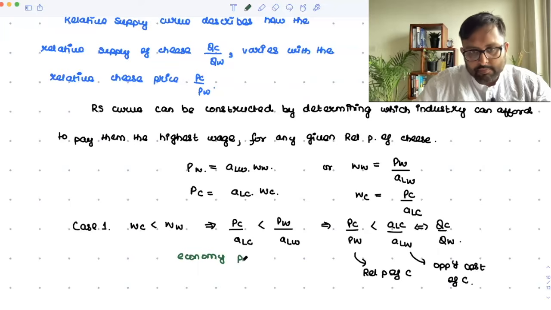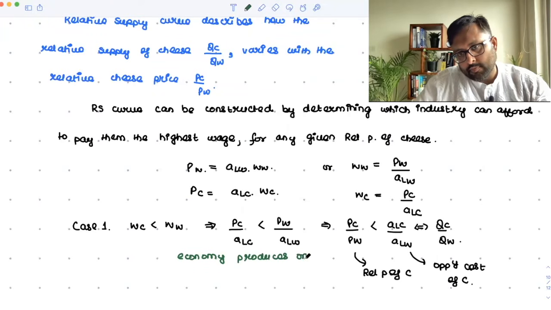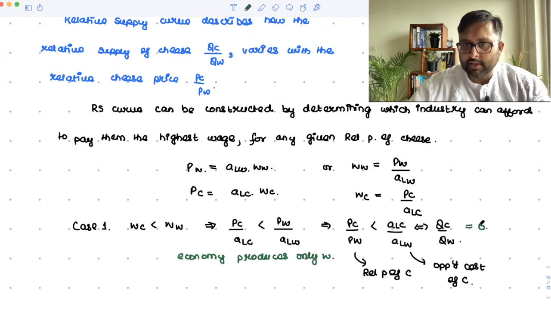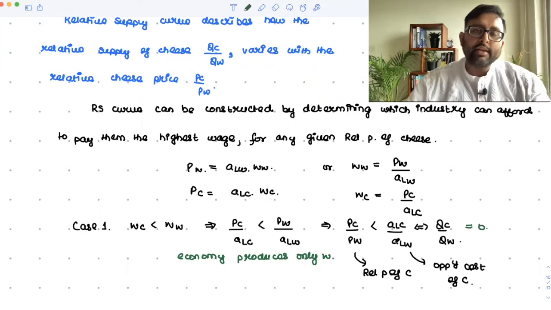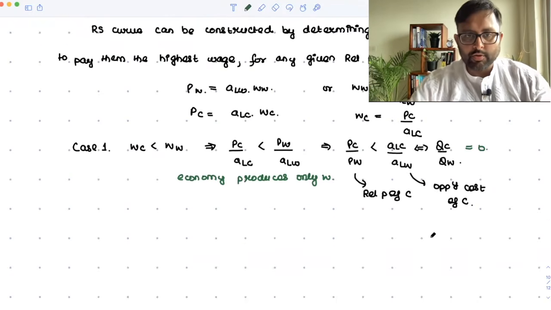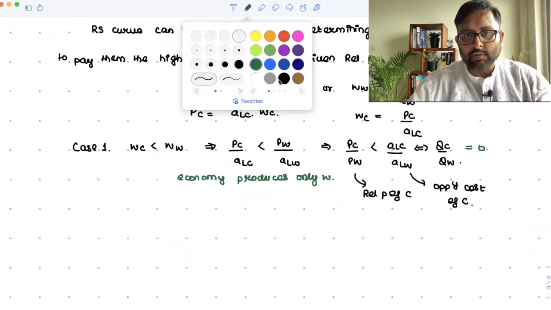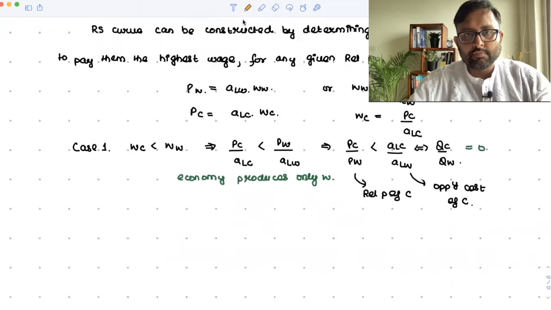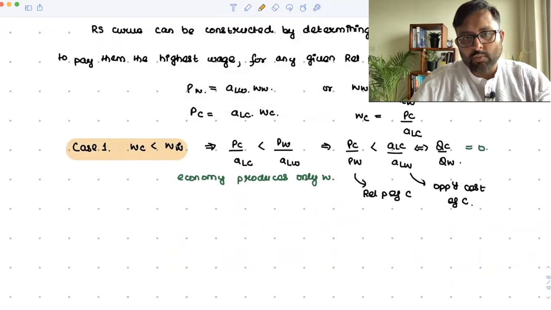The economy produces only wine, and it does not produce cheese. ALC by ALW, you can think of in terms of 1 unit. QC by QW, you can think of as the total amount of cheese and total amount of wine which you are going to produce. That is what case 1 is. So just keep this in your head.